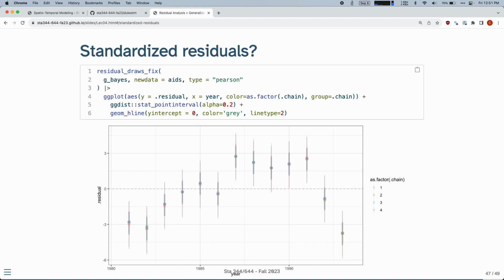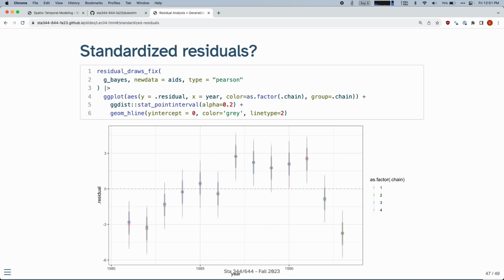So if we want a standardized residual, in this case, you need to tell it that. You can pass in that you want a Pearson residual. It will do that calculation for you. And now that looks a lot more like what we were seeing before. The structure is still there, but now the uncertainty is similarly consistent across the board.